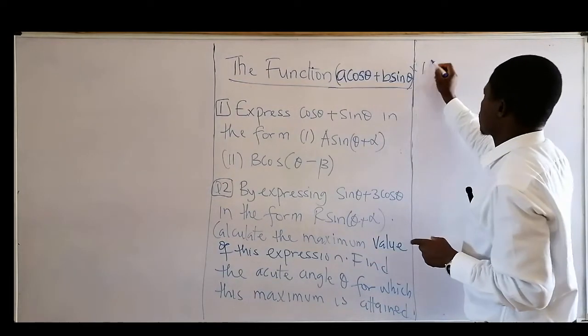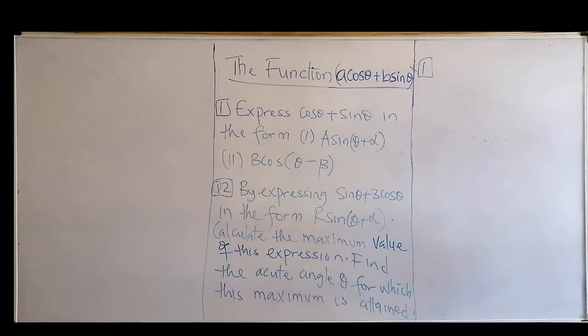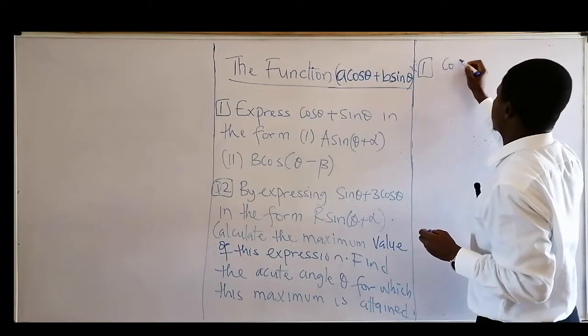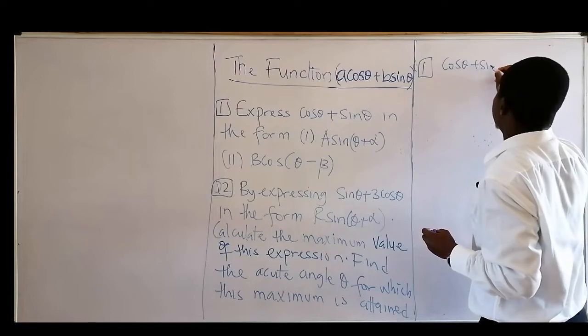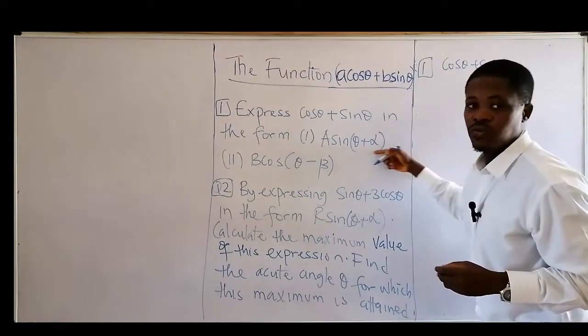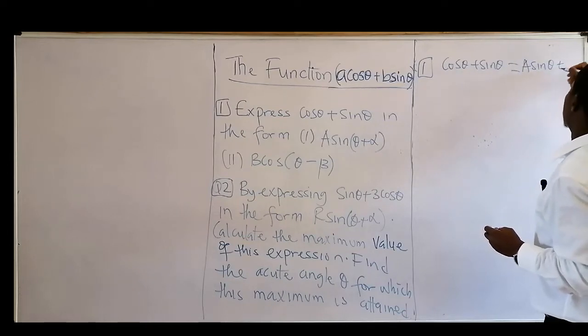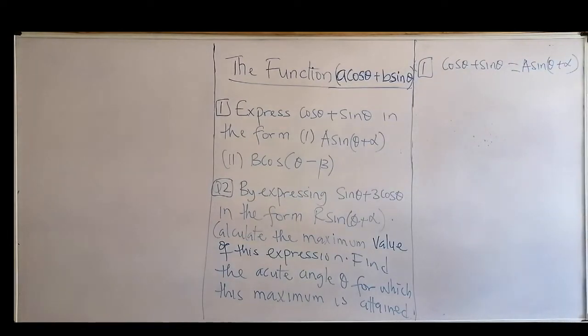Question one. Express cos theta plus sin theta in this form. You equate cos theta plus sin theta to the form they want, A sin(theta plus alpha). That's the first step you do.